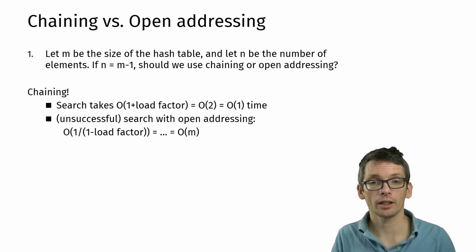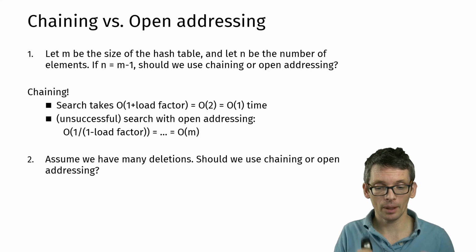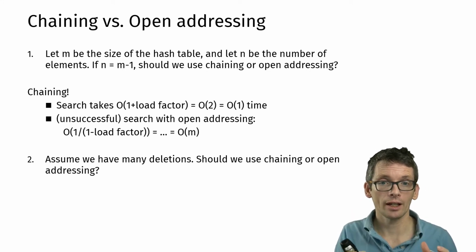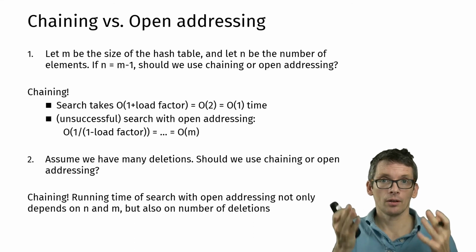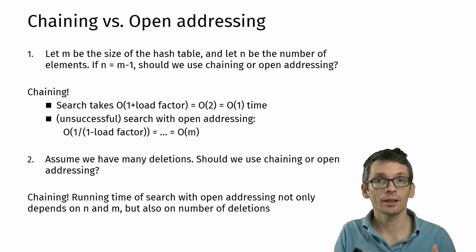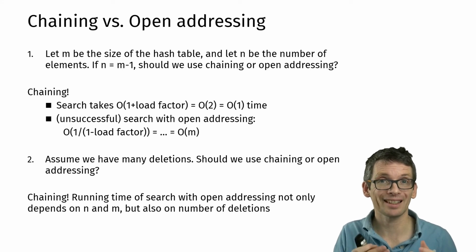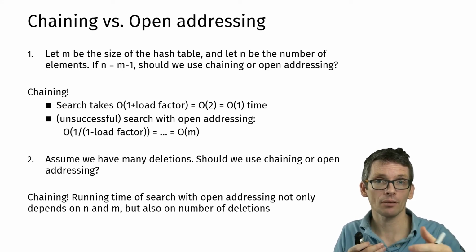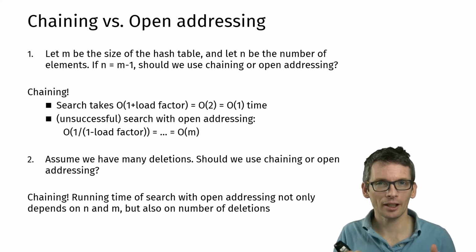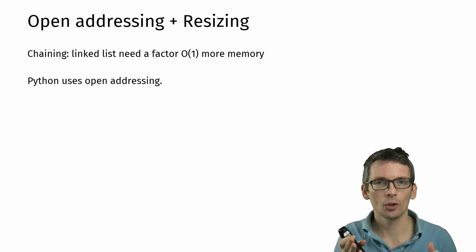So here chaining is better. Also, if you have many deletions, what is better, chaining or open addressing? Chaining, because for open addressing, the running time might no longer simply depend on the number of elements in the table, but you might have to go over lots of deleted elements. So what do you expect Python uses? Chaining or open addressing? It uses open addressing.